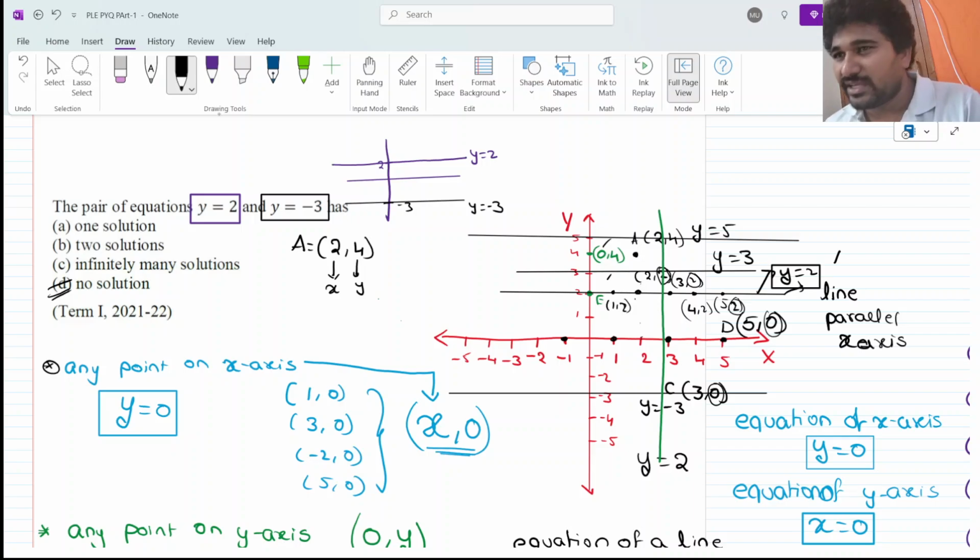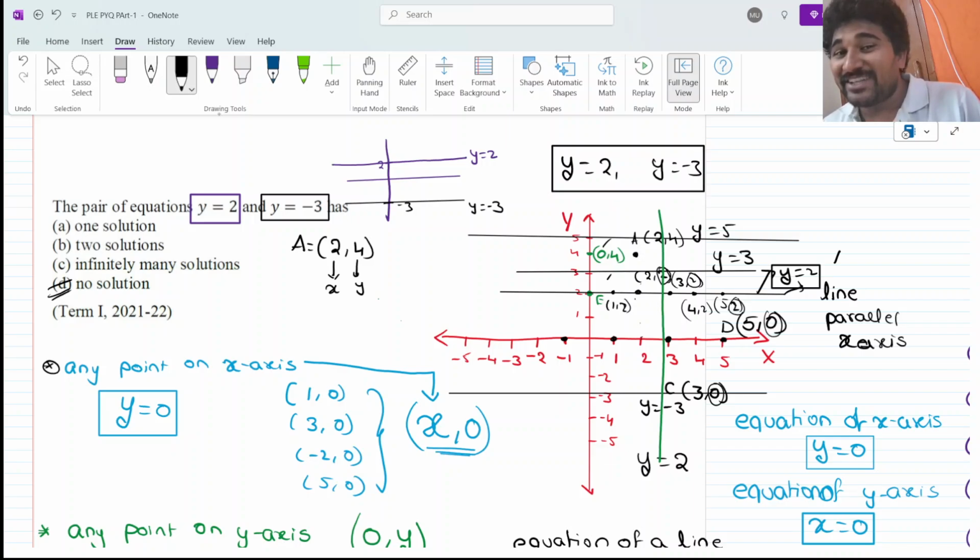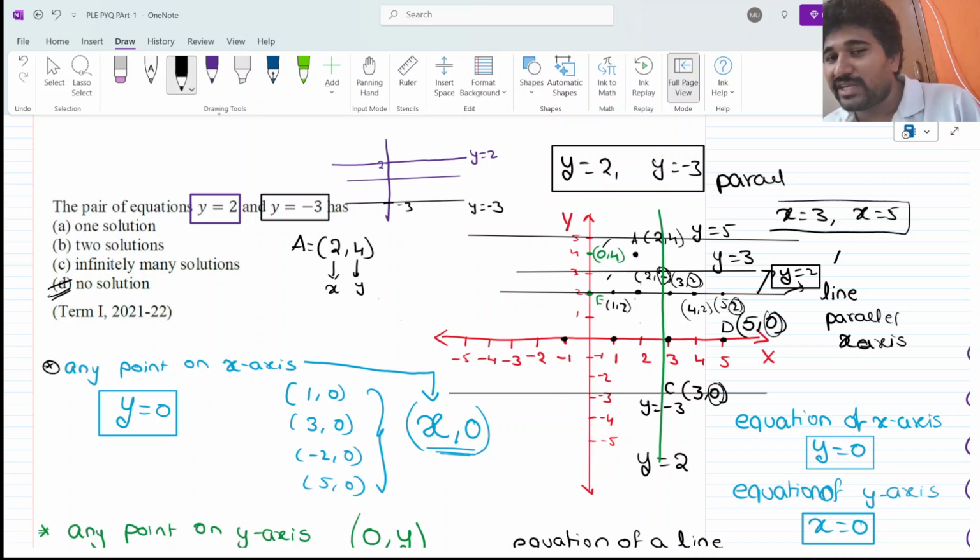Understood this? Any confusion? Sir, if they give both y values, what do you get? Parallel. Yes or no? Parallel. No sir, both x values. What do we get? That is also parallel.